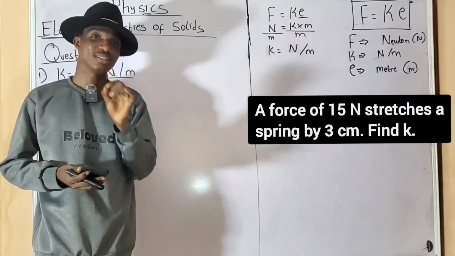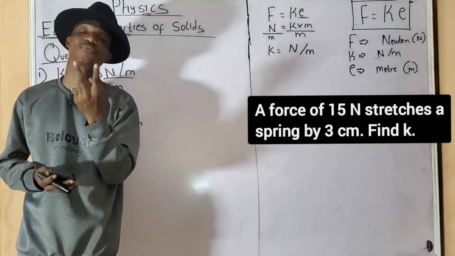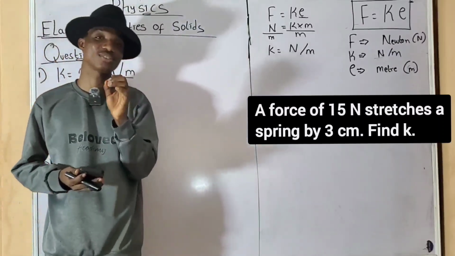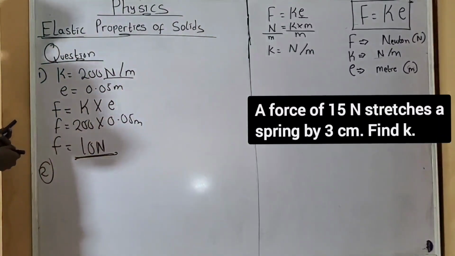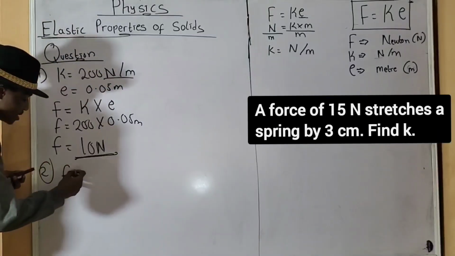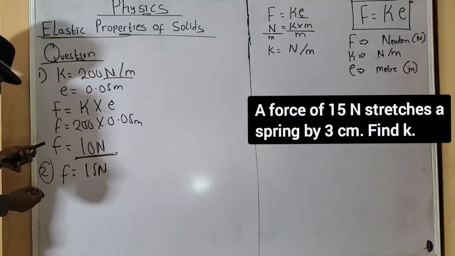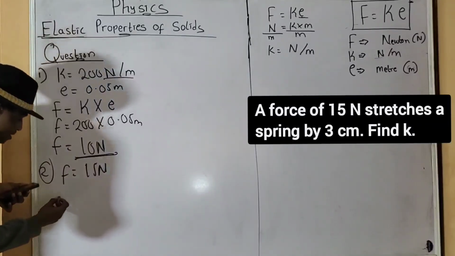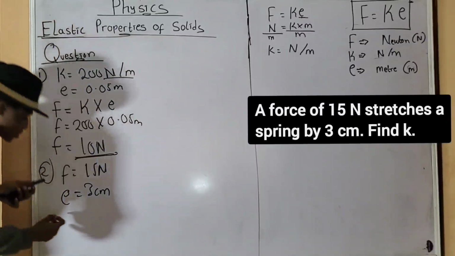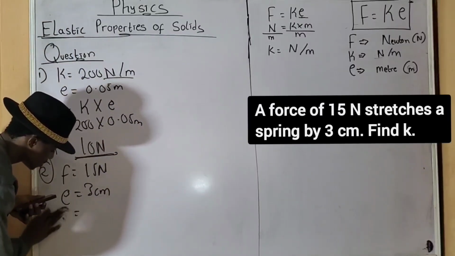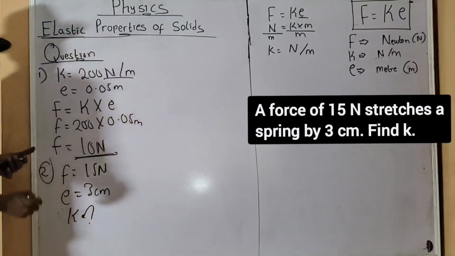Are you getting it? The reason why I'm emphasizing this is because by the time you are given a question, you must be able to differentiate the constant that the question requires. Do you understand? Okay, now, for the second question, we have F equals 15 Newton, and then the spring is stretched, which is E equals 3 centimeters. We are asked to find the spring constant. So we are looking for the value of K. K is unknown. How can you get the value of K?